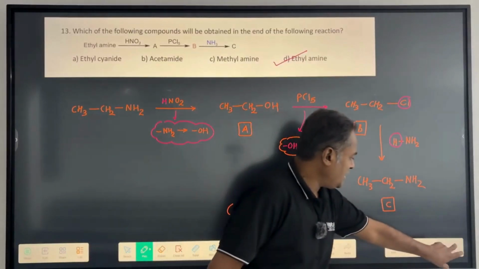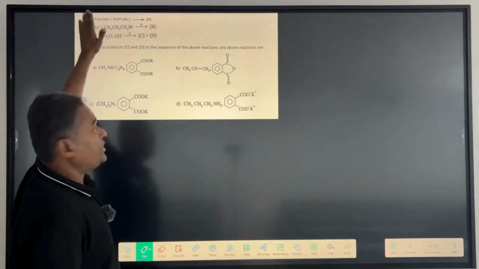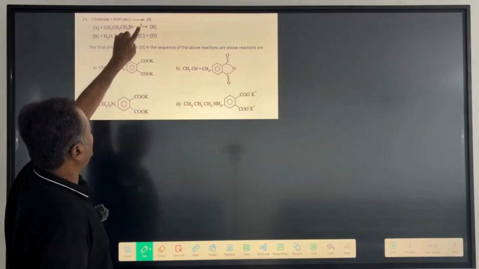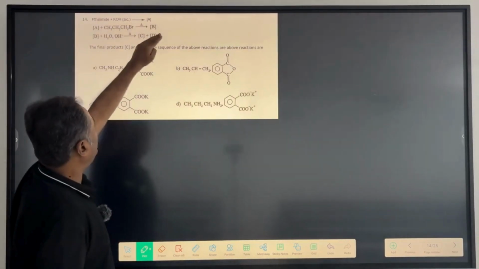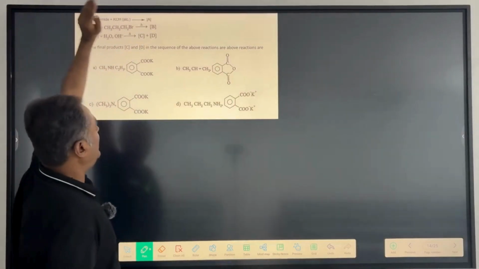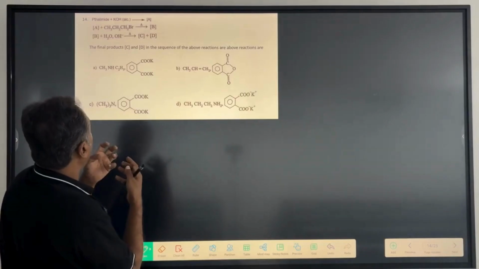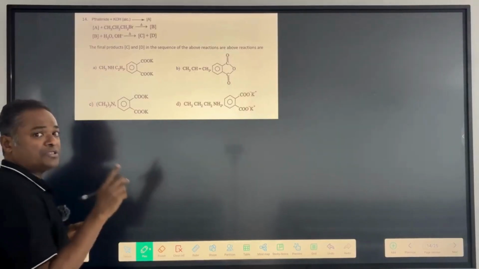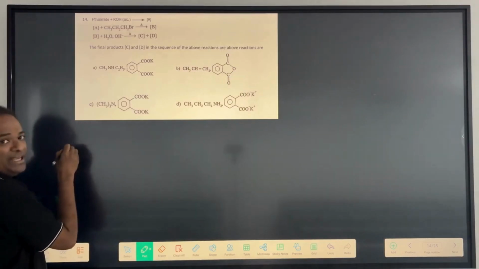What we have got on the screen is MCQ number 14. Phthalimide reacting with KOH gives you A, and then A reacts with n-propyl bromide to give you B, and this B on further hydrolysis gives you C and D. And they have asked you the option as to what is the final product C and D. Now, first of all, child, the first important point is phthalimide. Now, how do you write a phthalimide, child?